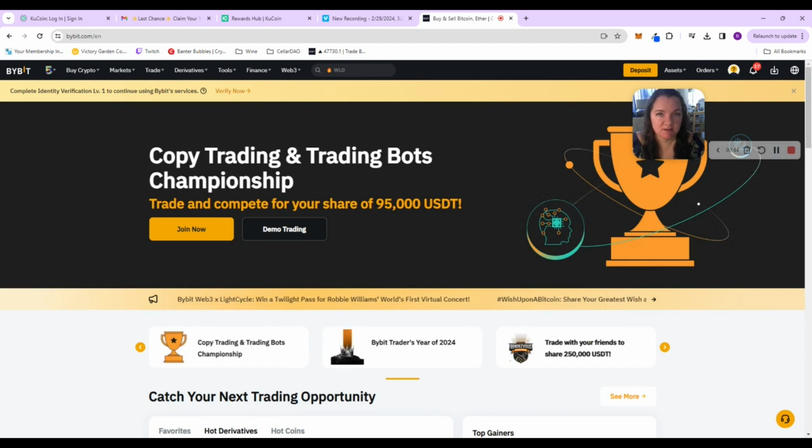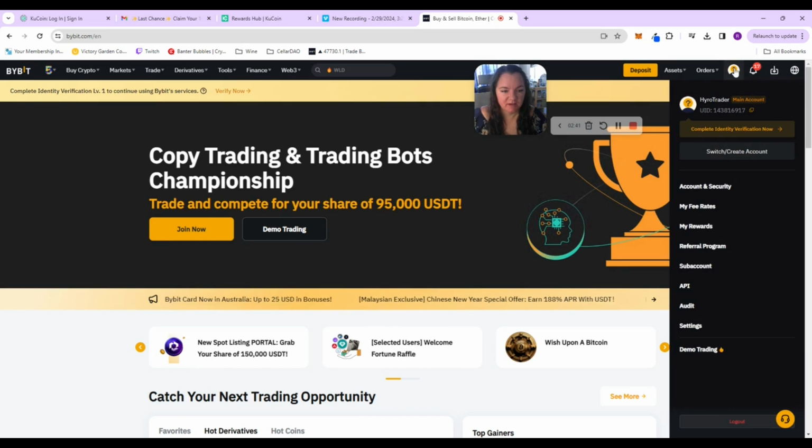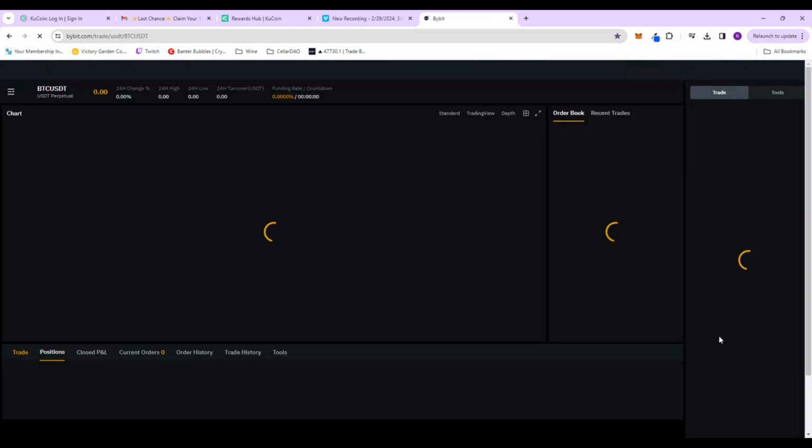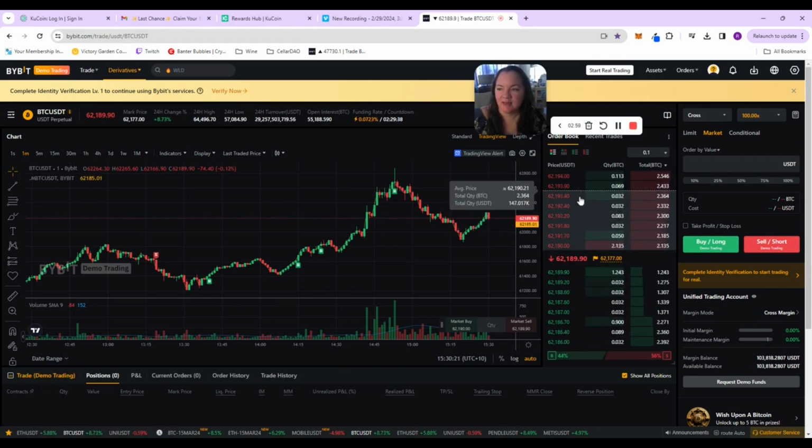But for the challenge, what we want to do is get to demo trading. So we're going to go up to the little face over here, and then scroll all the way down to demo trading. The best thing about this platform is that in demo trading you can do exactly the same thing you'd be able to do on the normal platform.